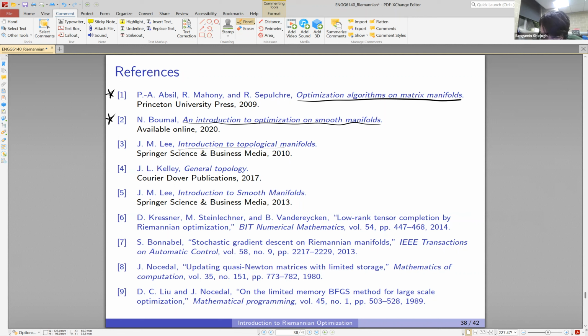This book, Introduction to Topological Manifolds by J. Lee, also another book of his, Introduction to Smooth Manifolds, both published by Springer in 2010 and 2013. First read this and then this, because you need to understand topological manifolds to then understand smooth manifolds. Then General Topology. This is also a book, from 2017, by Kelley.